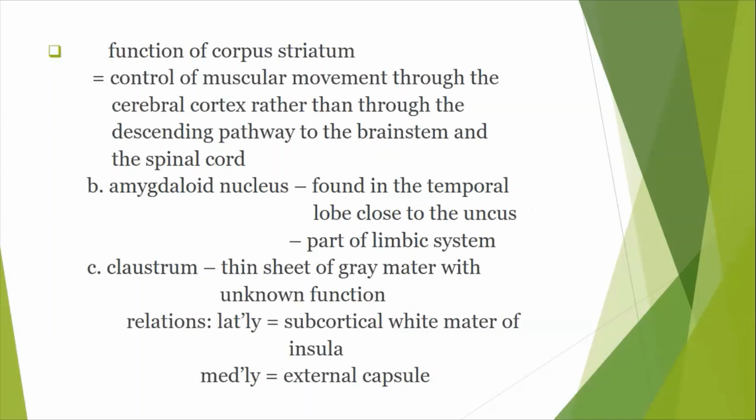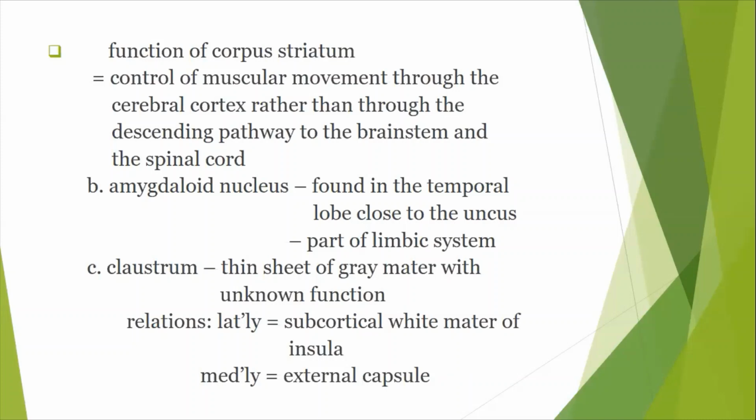Then you have the functions of the corpus striatum, which is to control muscular movement through the cerebral cortex rather than through the descending pathway to the brainstem and the spinal cord. So the corpus striatum will have a faster control of muscular movement compared to the descending pathway in the spinal cord.